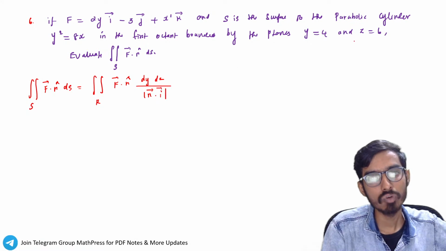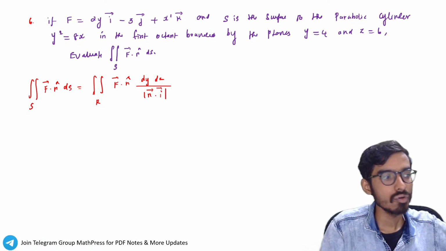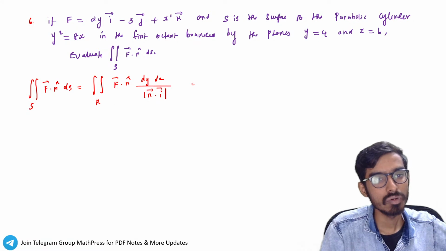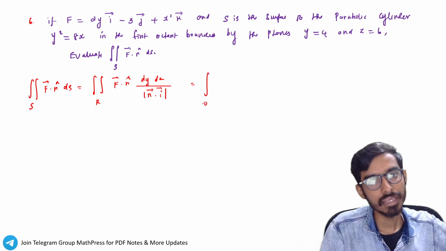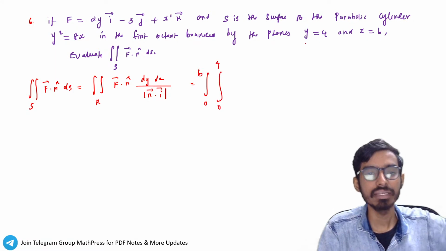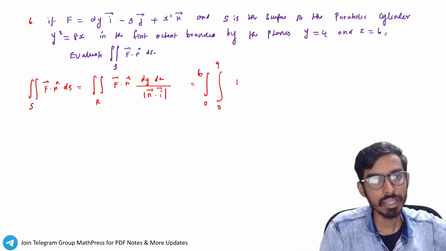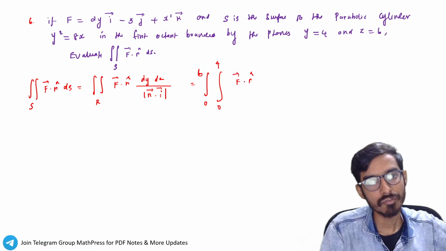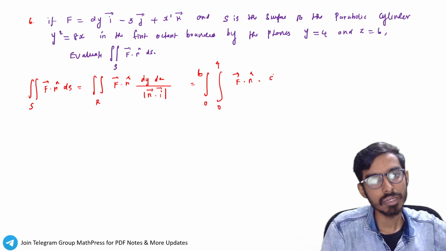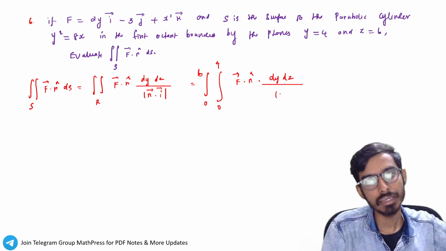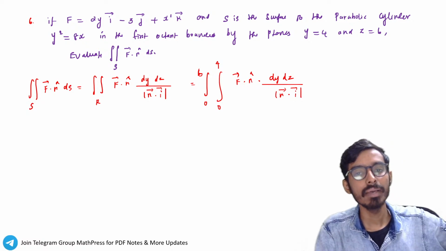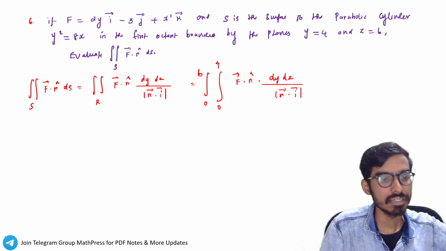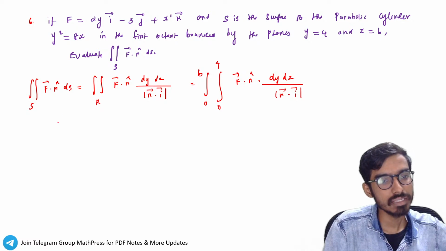So we know the bounds for y and z. You can easily write this as z varies from 0 to 6, y varies from 0 to 4, F vector dot n cap into dy dz divided by n cap dot i vector. So we need to find F vector dot n cap, and then we need to integrate. That's it. Now, what is phi here?